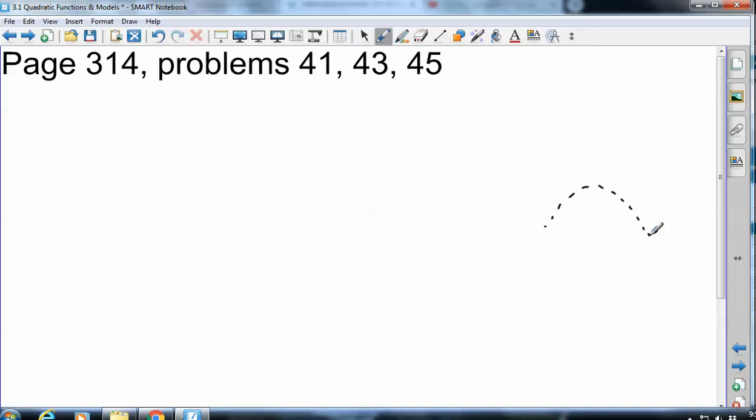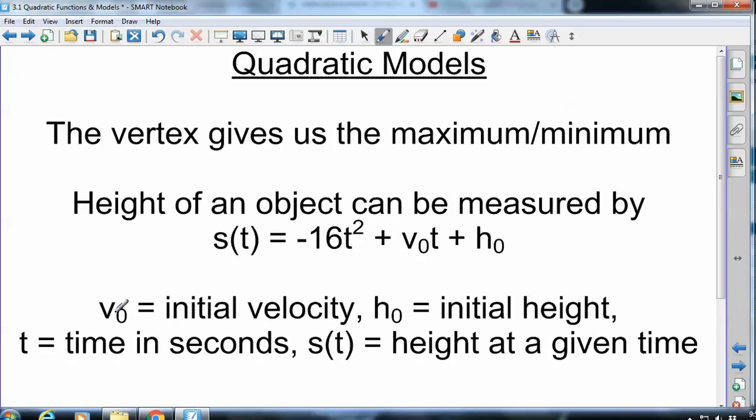The last thing we're going to talk about is just a couple word problems here. So you may want a graphing calculator for some of this.